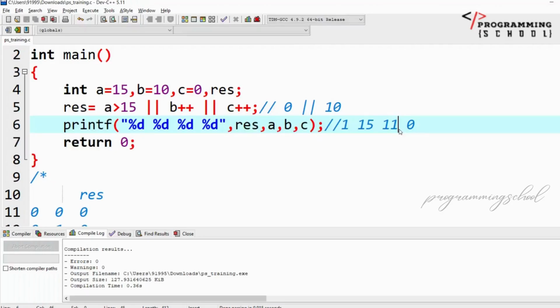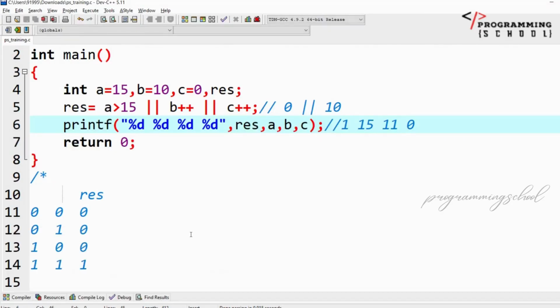Is it clear, everyone? In this way, the logical operators and the increment and decrement operators work. In the next video, I am going to explain how bitwise operators work.